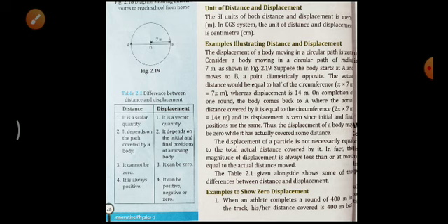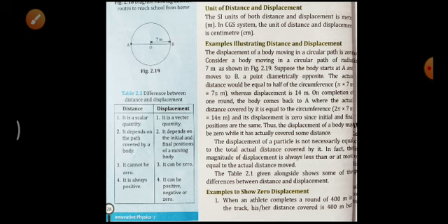Then what will happen? The displacement is 14 meter, because if we join the two points A and B, the line passes through the center O. That means AB is the diameter of the circle. The radius is 7 meter, so the diameter is 7 into 2, which is 14 meter. So the distance we found is 7 pi, but the displacement is 14 meter.